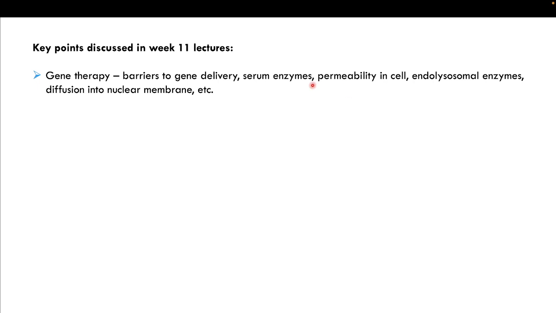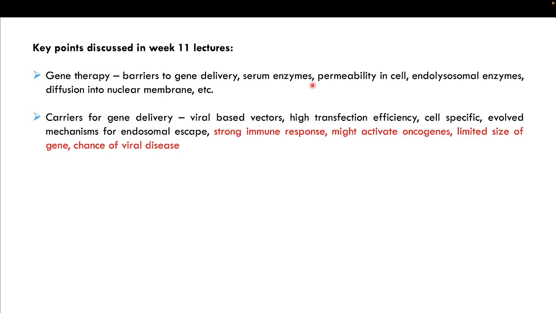Several such barriers are there, and there are ways to overcome these barriers as well. So you saw that your gene first of all has to survive the serum enzymes, and it has to enter the cell. From the cell, it has to come into the cytoplasm, and from the cytoplasm, it has to go to the nucleus. All of these barriers could be overcome by using something known as vectors.